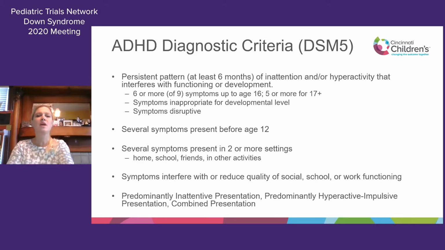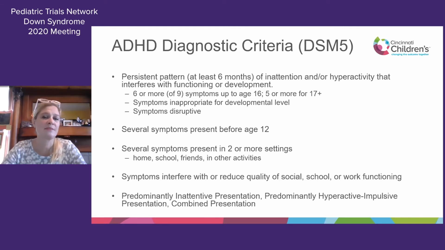the 5th edition. According to the DSM, what we require is that over the last 6 months, we have a persistent pattern of concerns with inattention and hyperactivity that interferes with functioning. And there are 9 symptoms for each of inattention and hyperactivity. We require that the child meets at least 6 of those criteria if they're up to the age of 16, and 5 if they're older. And these symptoms have to be inappropriate for the child's developmental level and disruptive.